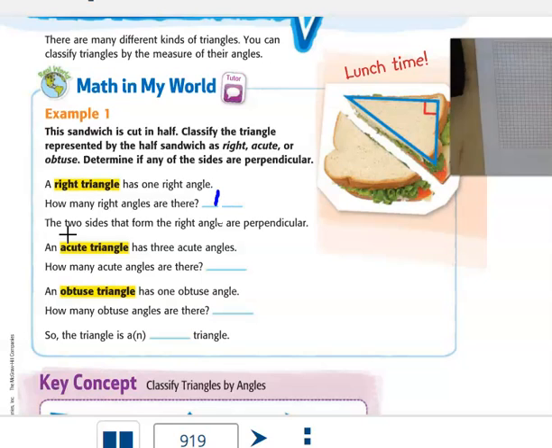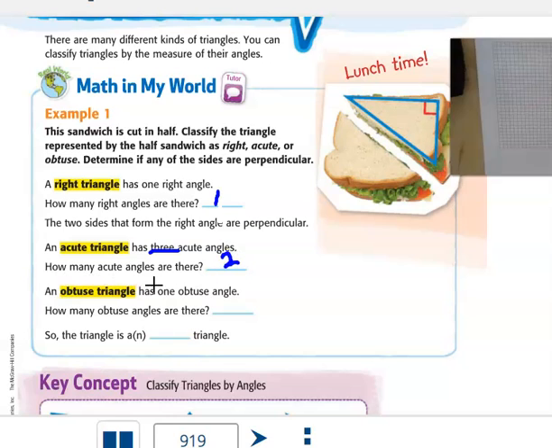The two sides that form the right angle are perpendicular. That's kind of the definition of a right angle. The sides are perpendicular. How many? An acute triangle has 3 acute angles. So it has to have 3 in order to be an acute triangle. How many acute angles are there? In this shape, since this is the right angle, there is 1 and 2 that are less than 90 degrees. So there are 2, not 3.